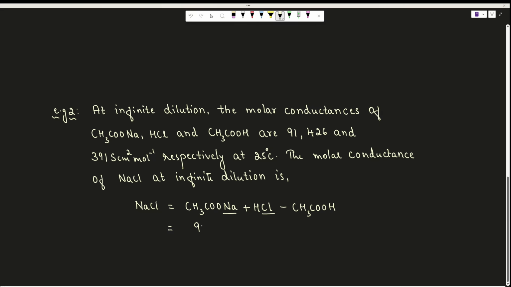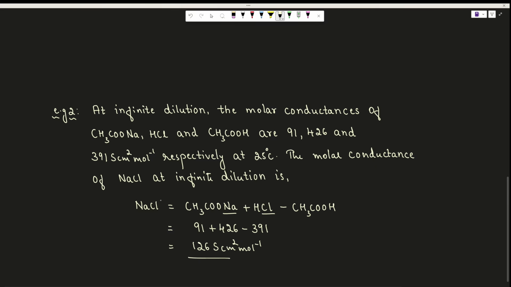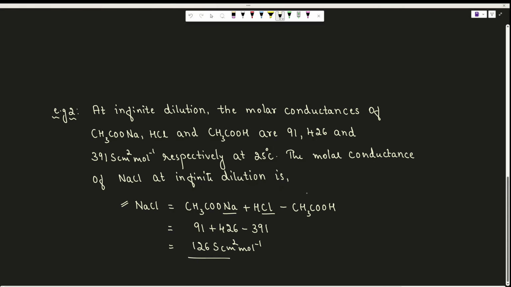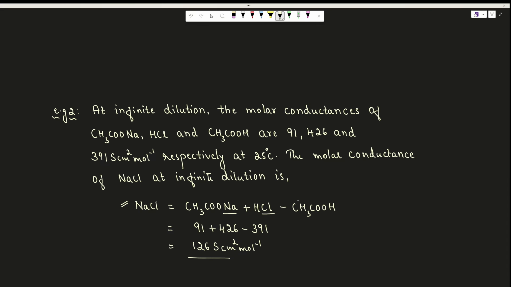So you have 91 here, and for HCl it is 426. Then minus you have to take 391. So you will get the answer 126 Siemens centimeter square per mole. Okay. So this is how we solve this type of questions very easily just by this particular logic. And here molar conductance is asked.